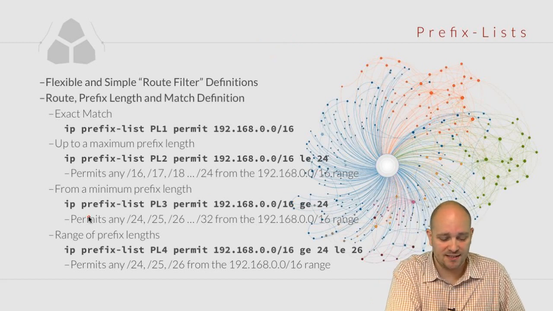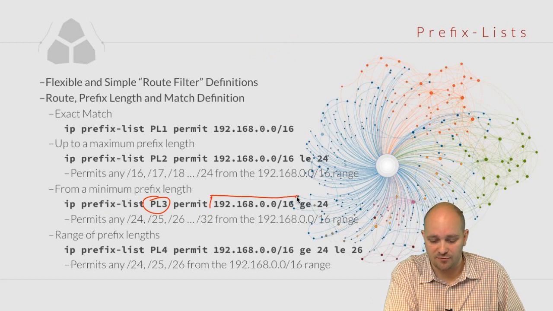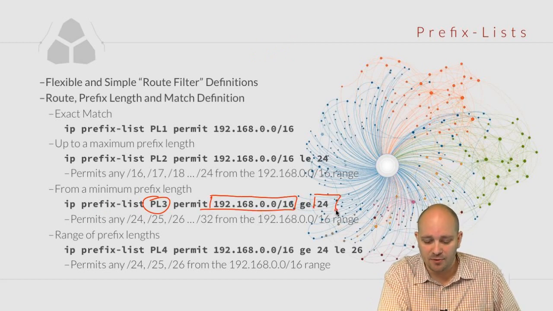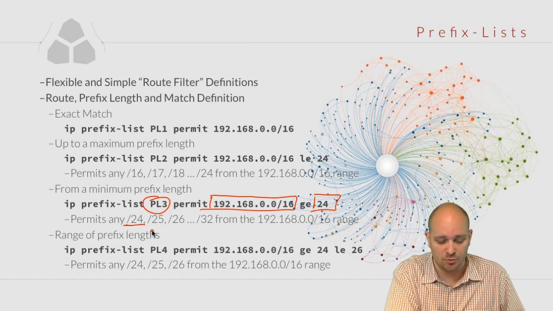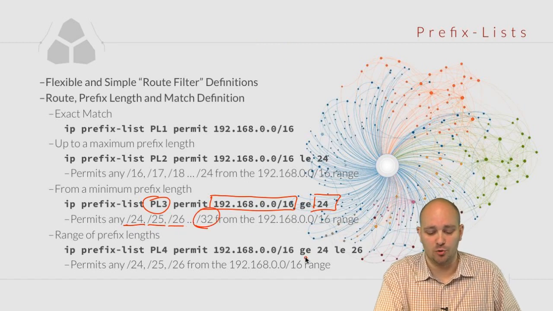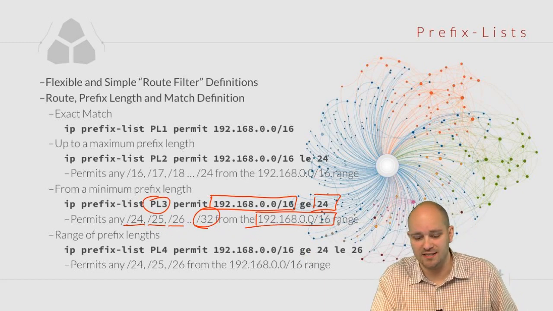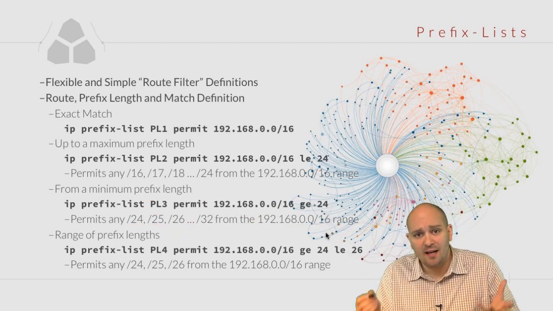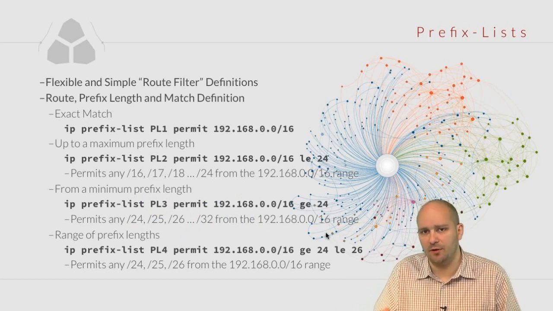So given this syntax here for prefix list PL3, we are going to allow all the prefixes from the 192.168.0.0/16 range that have the prefix length of /24 and above. So this would permit /24, /25, /26, all the way to /32, as long as the route comes from the 192.168.0.0/16 range.